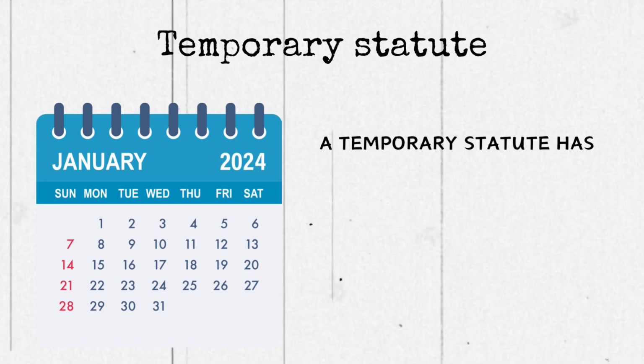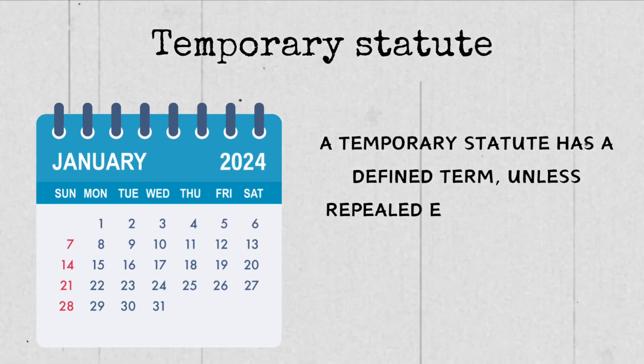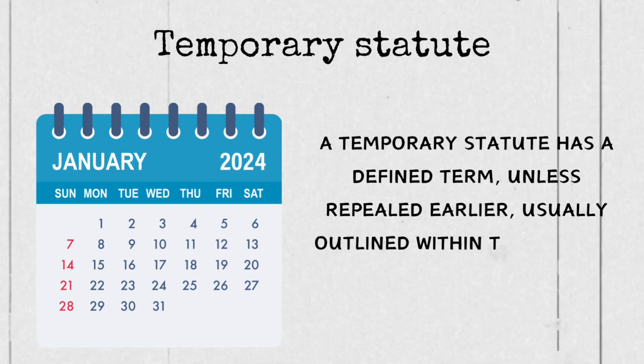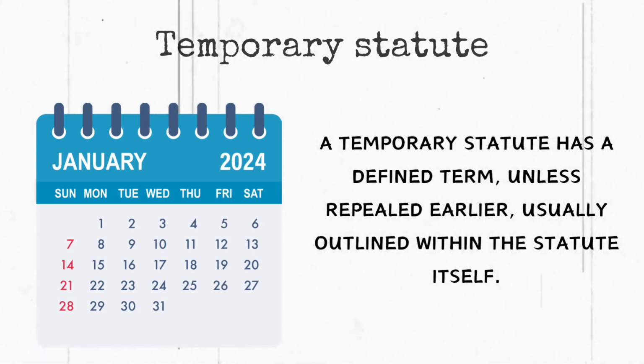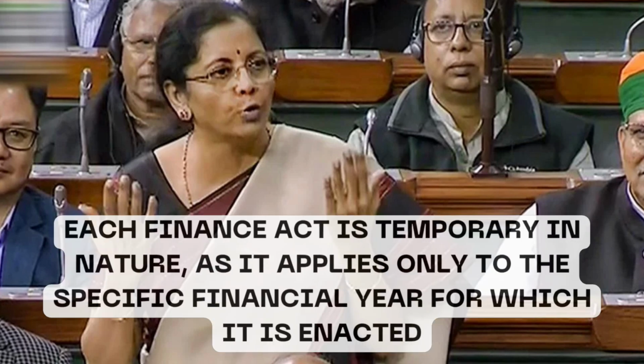Temporary statute. A temporary statute has a defined term unless repealed earlier, usually outlined within the statute itself. For example, Finance Act is an annual statute that gives effect to the financial proposals of the government for the upcoming fiscal year. Each Finance Act is temporary in nature as it applies only to the specific financial year for which it is enacted.